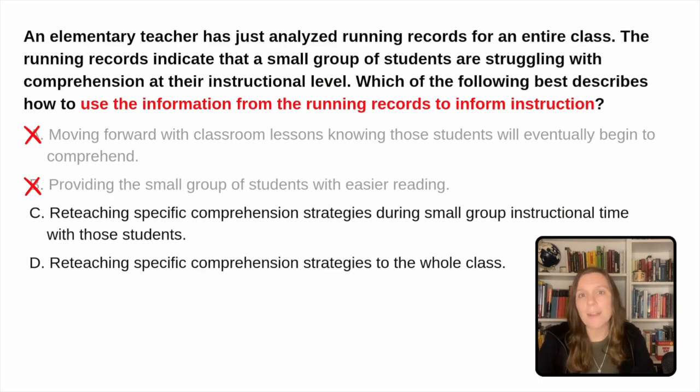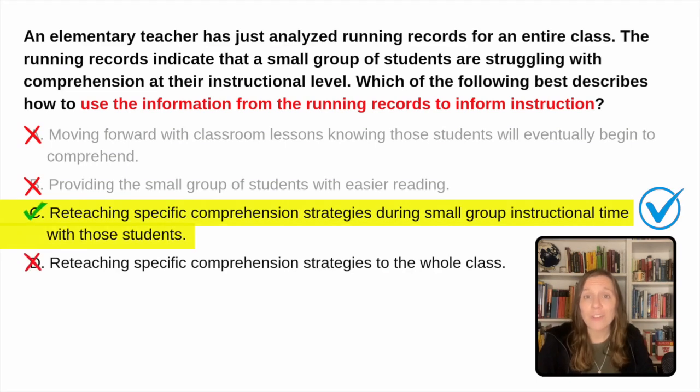C and D are pretty similar, but they are slightly different. Both focus on reteaching specific comprehension strategies, but C focuses on simply the students who are struggling, while D focuses on the whole class. C, reteaching specific comprehension strategies to the students who are struggling, is the best way to use running records to inform instruction. The teacher here is allowing the records to inform instruction by providing the students who actually need the instruction with the extra support, while not reteaching students who have shown mastery over those skills.